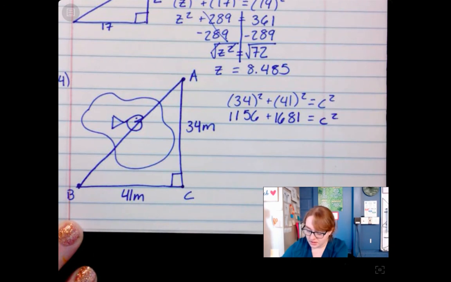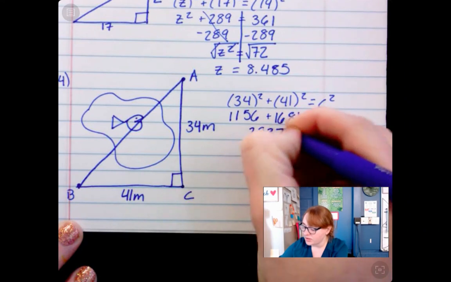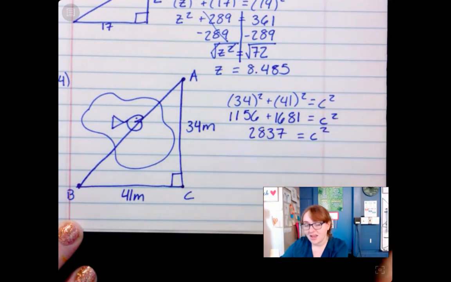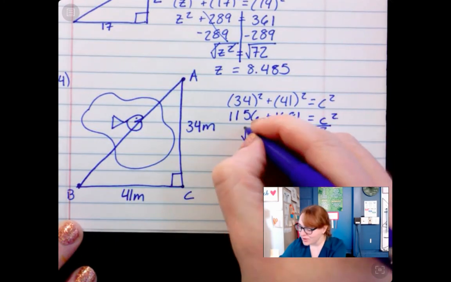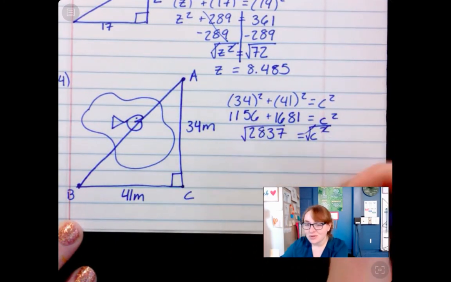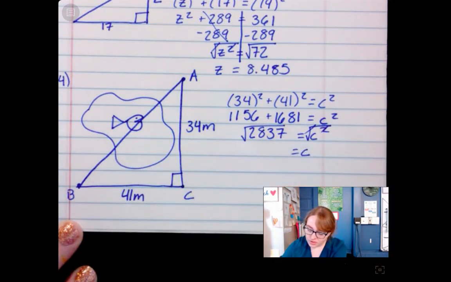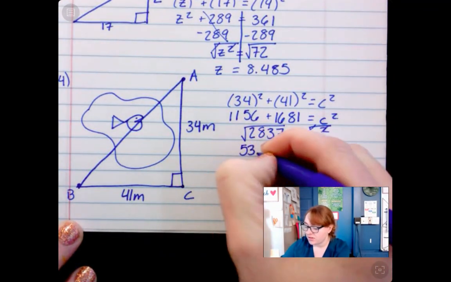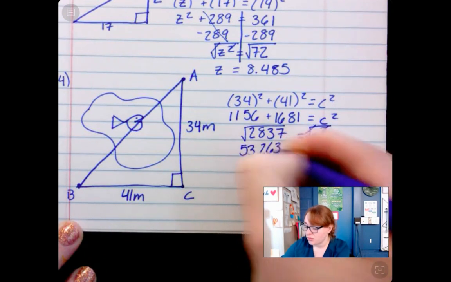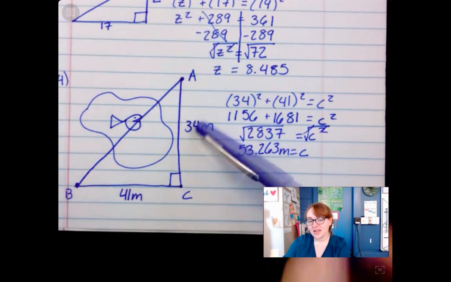All right. Then when we add these together, we get 2,837 is equal to C squared, and we run into the same problem. We want to know what C is equal to, not C squared. So the square root and the square, those are going to cancel, leaving us with just that C. And then the square root of 2,837 is going to give us the decimal approximation of 53.263 meters. I use meters because that is what they gave us here.